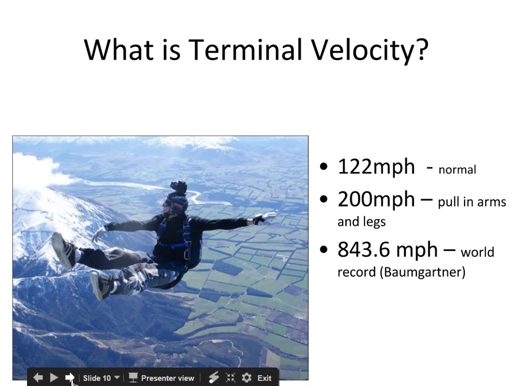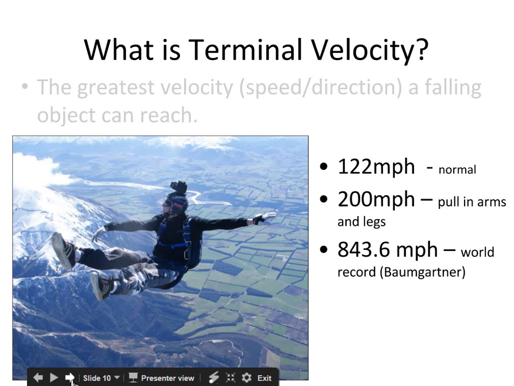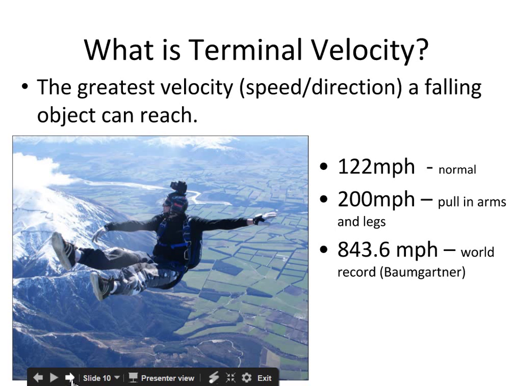So let's talk about terminal velocity. What is that? That's the greatest velocity, so that's the speed and direction, that a falling object can reach. Normally, skydivers will reach around 122 miles per hour. It's pretty fast just to be jumping out of a plane and going 122 miles per hour. That's kind of normal. This guy right here has his arms wide and his legs wide, but if you were able to pull in and cut through the air a little bit, you could potentially reach up to about 200 miles per hour.